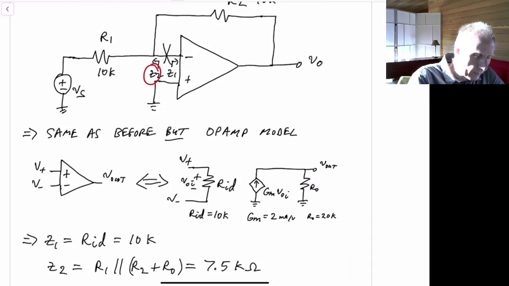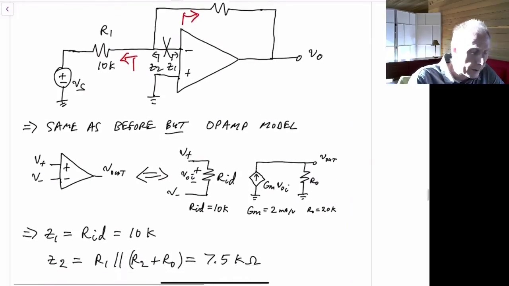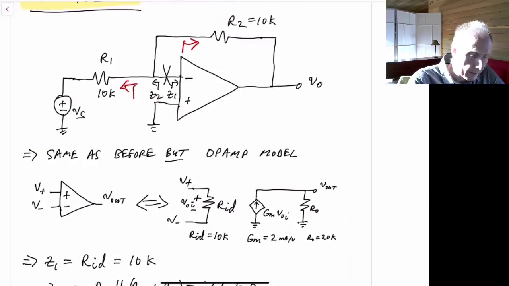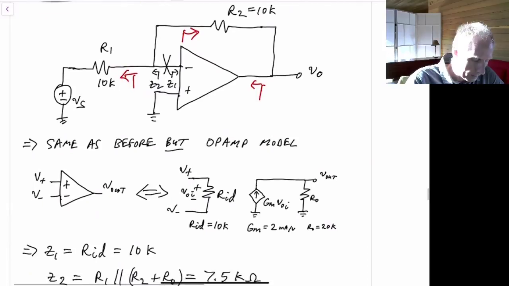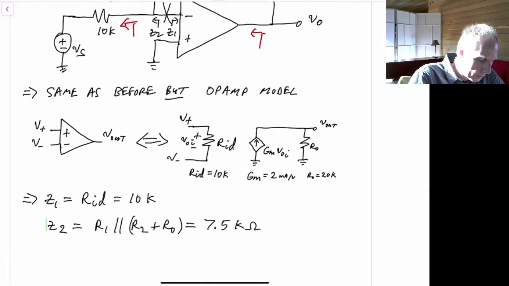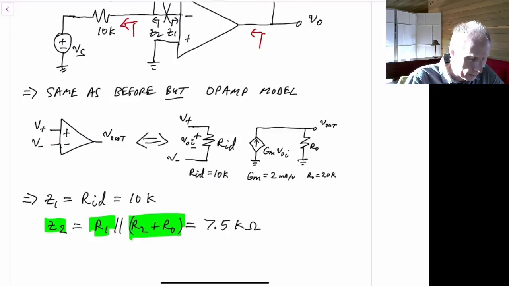For Z2, we have the impedance looking back over here. So that's going to be the impedance here, which is R1, in parallel with the impedance looking in this direction, which will be R2, in series with the output impedance looking in this direction, which is R0. So we'll have that Z2 is equal to R1 in parallel with R2 plus R0. R1 is 10 kiloohms, R2 is 10 kiloohms, and R0 was 20 kiloohms. So it's 10 kiloohms in parallel with 30 kiloohms, and that works out to be 7.5 kiloohms.